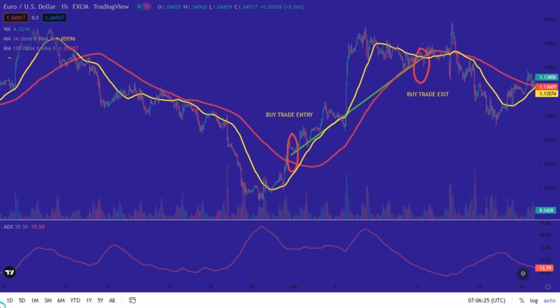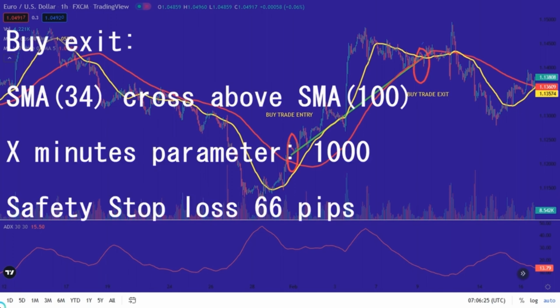So I'll tell it to you one more time, how you can exit a buy trade. You can close the buy trade if a 34 period simple moving average crosses above a 100 period simple moving average and 1000 minutes have passed, or the 66 pip stop loss gets triggered. Now let's take a look at the sell entry and sell exit conditions.